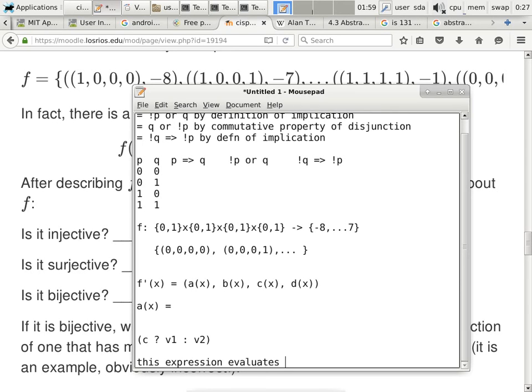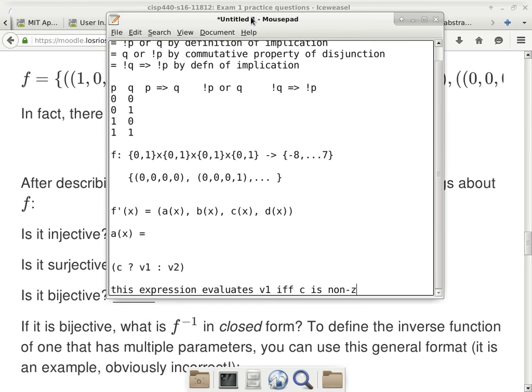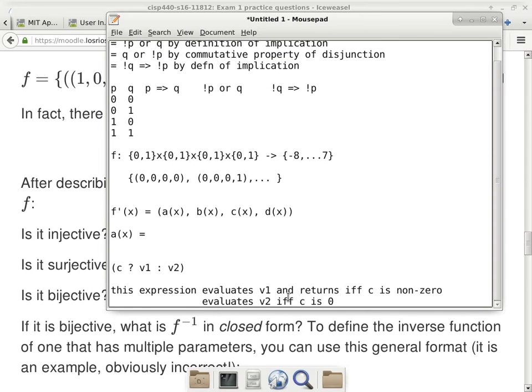The expression evaluates V1 if and only if C is non-zero. And obviously the other part is it evaluates V2 if and only if C is in fact zero. And I should say evaluates and returns, because that ends up to be the value of the entire expression. So evaluates and returns V1 or V2. There we go.